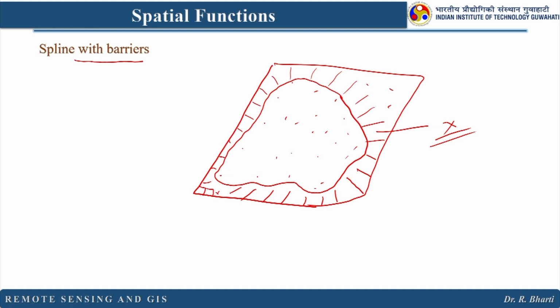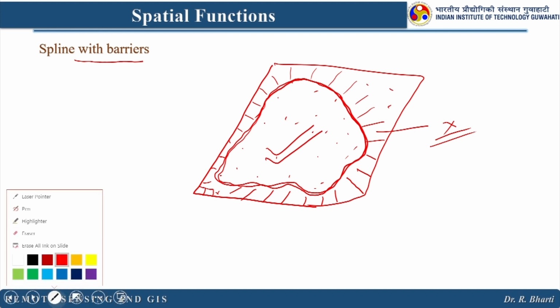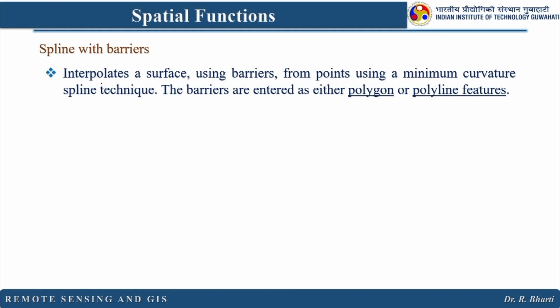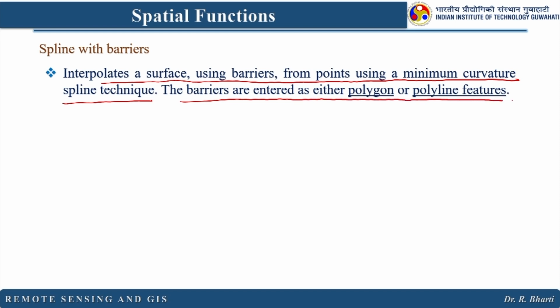So here we will define a boundary so that whatever method you are going to use, the interpolation should run only within this particular boundary. That's why this is known as spline with barrier. Here it says it interpolates a surface using barriers from points using a minimum curvature spline technique. These barriers are entered as either polygon or polyline features, which I have already explained to you.